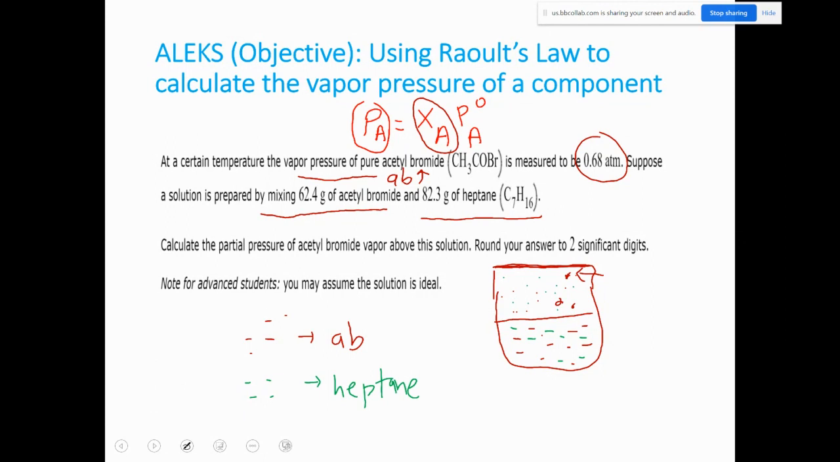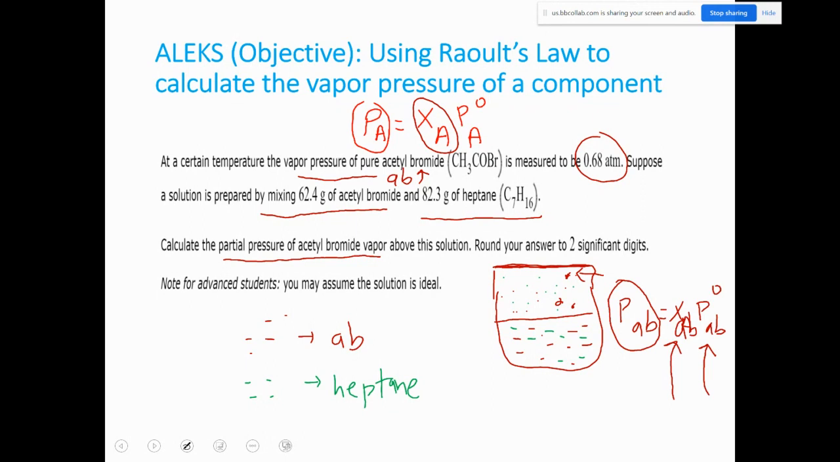So what they're asking us is to calculate the partial pressure of ethyl bromide vapor above the solution, and that is what Raoult's law says. If I know the mole fraction of my ethyl bromide and the vapor pressure of pure ethyl bromide, then I can find the partial pressure of ethyl bromide above the solution.